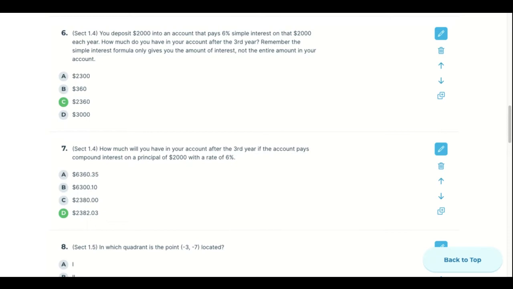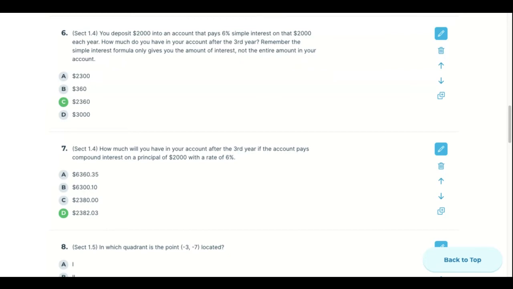And then it also says that you want to know how much is in the account after the 3rd year. Now wait, let's see. Let me read it more carefully. How much do you have in your account after the 3rd year? Remember, simple interest formula only gives you interest. It doesn't give you the entire amount. So I want to make a point of that, which is why I wrote this as part of the question in Socrative. The interest formula for simple interest only gives you the interest. You have to do addition to get the entire amount, which is what this question is asking. It wants to know what is the entire amount.